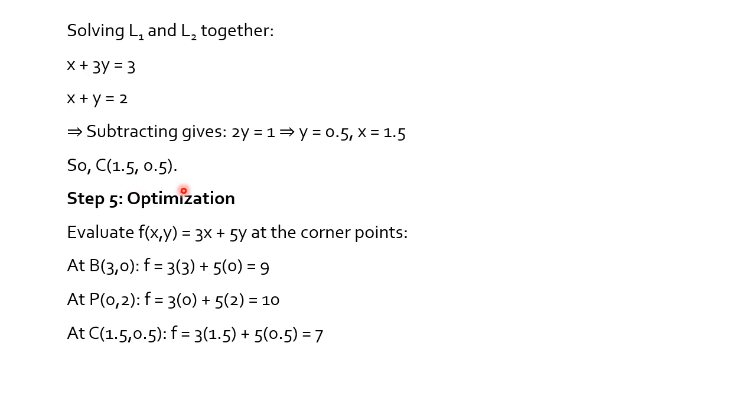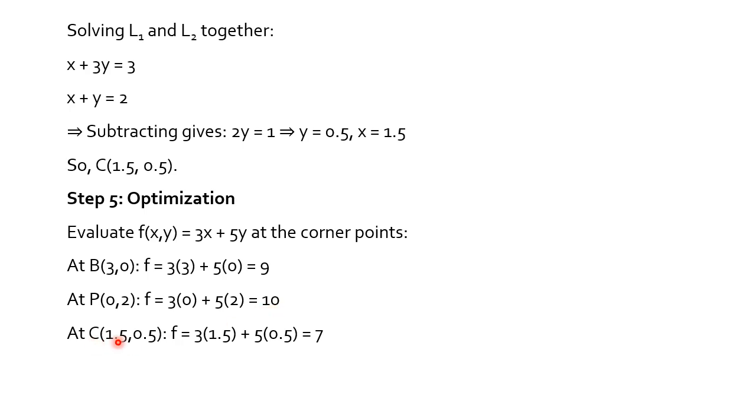We now evaluate our given function f of x,y equals 3x plus 5y at all these corner points. We have 3 corner points in the first quadrant. First is point B, second is P, and the third is C. First, we will take point B, with x equals 3 and y equals 0, put it in our given function and get the value 9. Then we will put x equals 0 and y equals 2 and get the value of the function, 10.